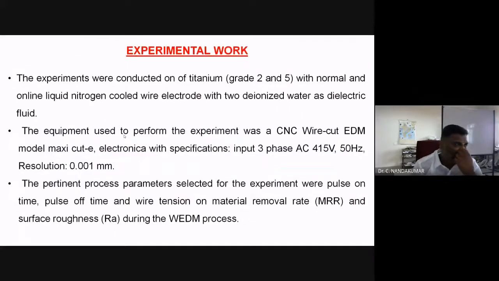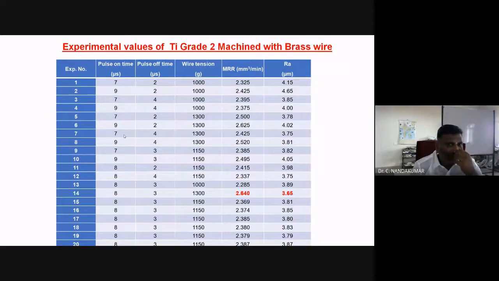For the experimental work we used two grades, as I already told, grade 2 and grade 5. We machined grade 2 with brass wire and cryogenically treated brass wire, and similarly normal zinc coated brass wire and cryogenically treated zinc coated brass wire. That is four different types. For each we conducted 20 experiments for RSM, based on the central composite design (CCD).